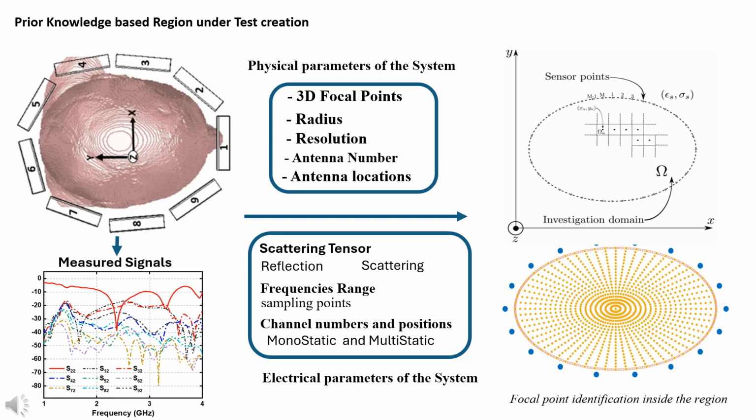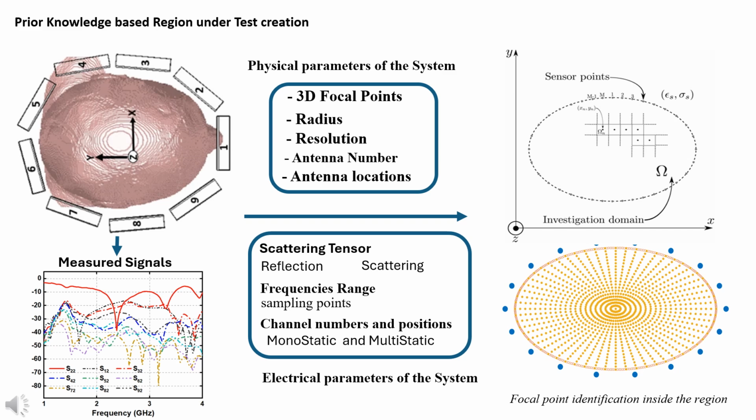On the electrical side, parameters such as the frequency range, the scattering and reflection coefficients, and the channel numbers and positions, whether monostatic or multistatic, are crucial for mapping the space and extracting meaningful data. Together, these parameters determine how the system interacts with the medium being scanned, in this case, a brain phantom, ensuring that the imaging system can capture accurate and detailed information.